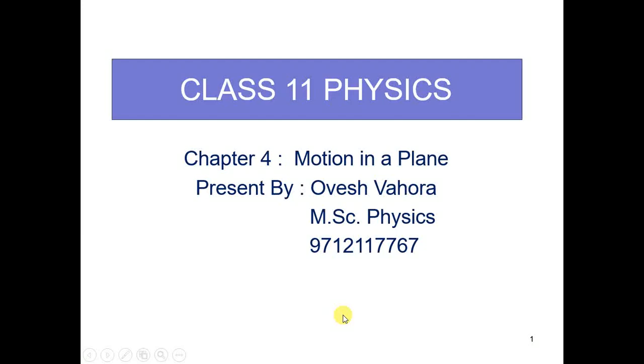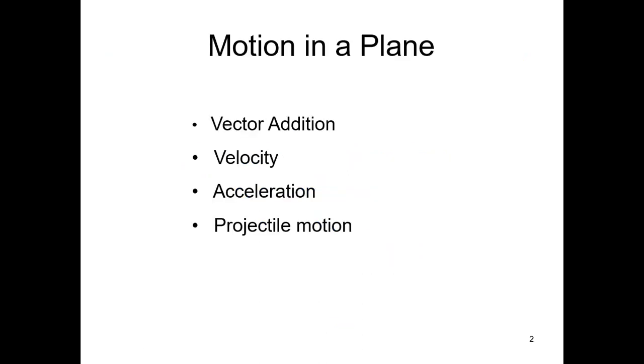Today we are discussing class 11 physics, chapter number 4, motion in a straight line and motion in a plane. In this chapter, we will first discuss motion in a plane. In motion in a plane, there are four main things: vector addition, then velocity, then acceleration, and also projectile motion.